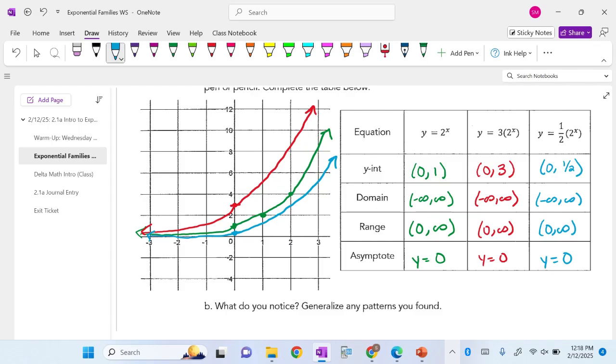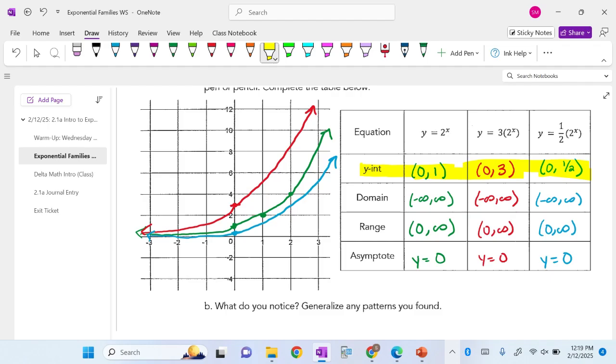All right. Check your answers. Again, don't worry about the sketches. I just did it so it's a little easier to see. But looking at that table, what's the only key feature that was different between those three functions? The y-intercept. So if we look at the y-intercept specifically, all three of the y-intercepts are different. However, the domain's the same, the range is the same, and the asymptotes are the same.